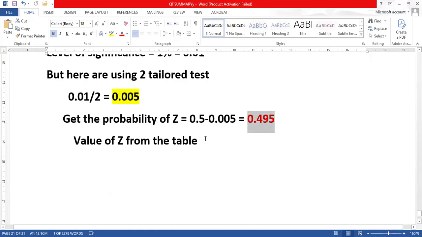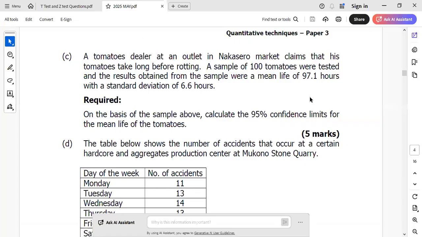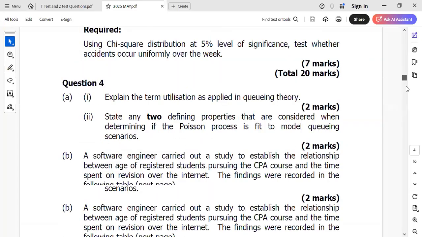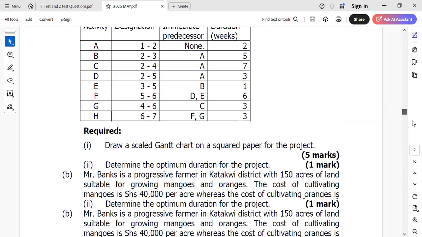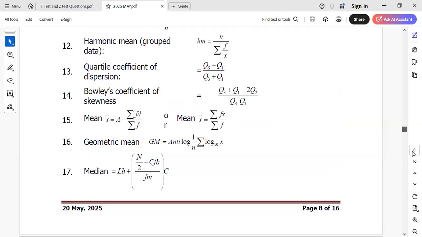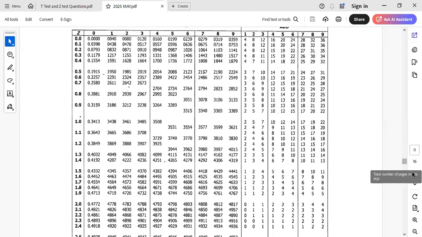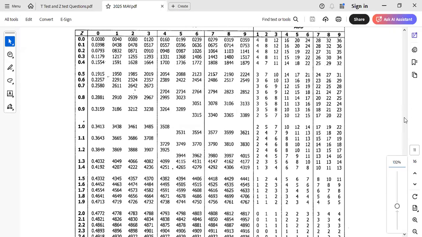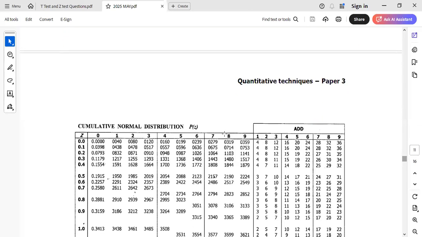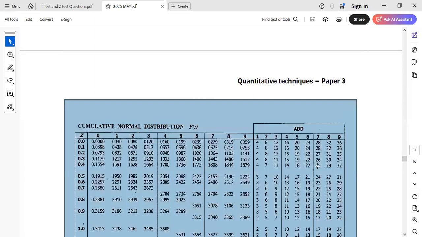All right, so how can we get Z from the table? I am going to use one of the past paper questions to show you how we can get Z. Which screen are you seeing? The Z table is the first table. Are you seeing the table? Yes. The first table where you see probability of Z, that is the table.